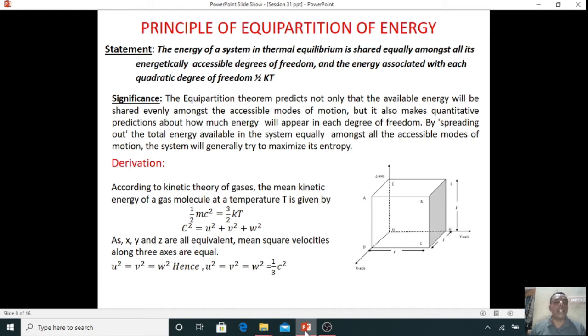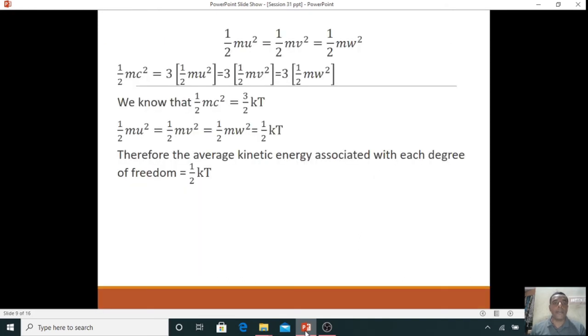As the molecule moves, the x-axis, y-axis and z-axis are all equivalent. The mean square velocities along the three axes are equal. Hence, u square is equal to v square is equal to w square, which is equal to 1 by 3 into c square. Therefore, half into m u square is equal to half into m v square is equal to half into m w square. All are equal. Therefore, half mc square is equal to 3 into half m u square, is equal to 3 into half m v square, is equal to 3 into half m w square.